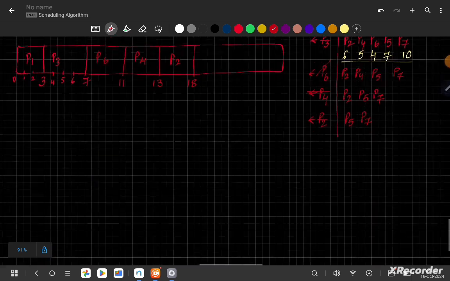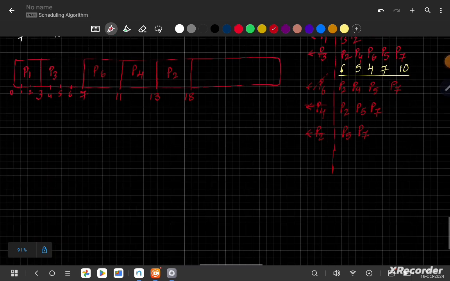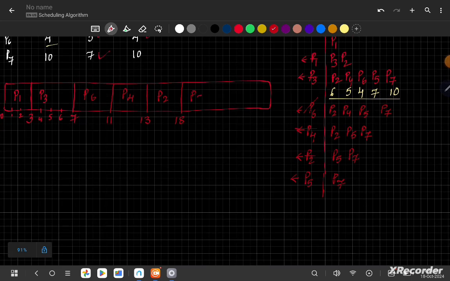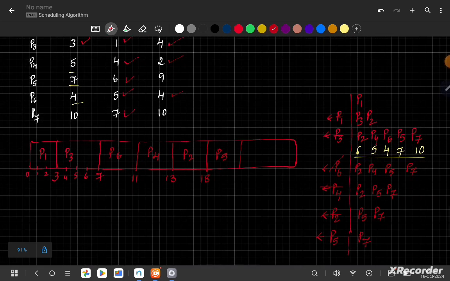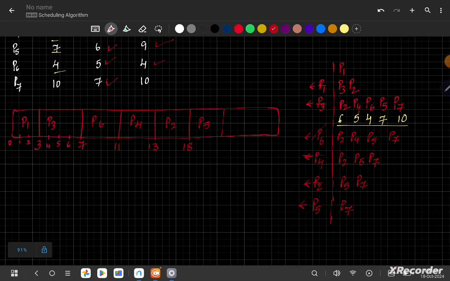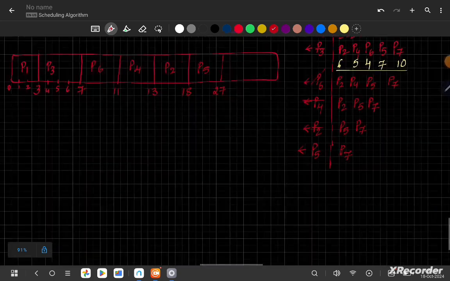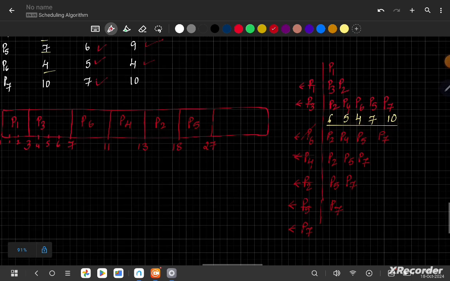P2 is completed. Now P5 and P7 are left. Between P5 and P7, P5 has the lower number, so higher priority. P7 remains as it is. The burst time of P5 is 9. So 18 plus 9 would be 27. And the last process left is P7. P7 has a burst time of 10. So 27 plus 10 would be 37.